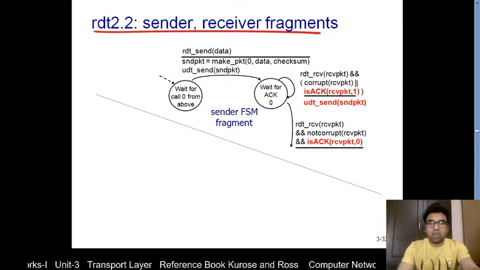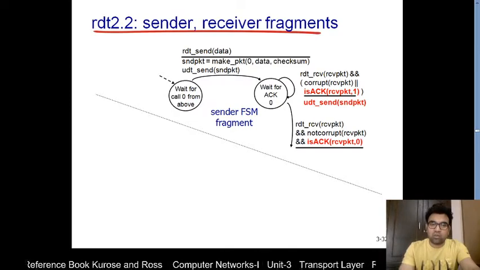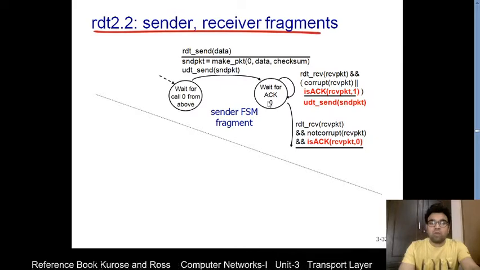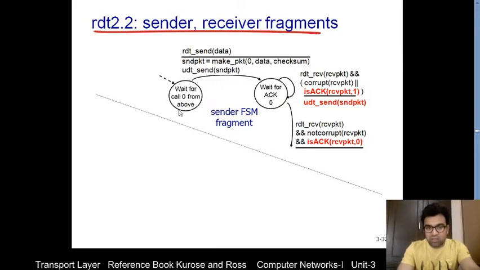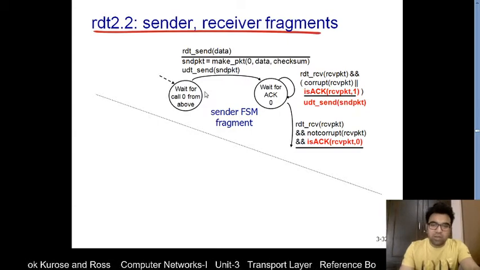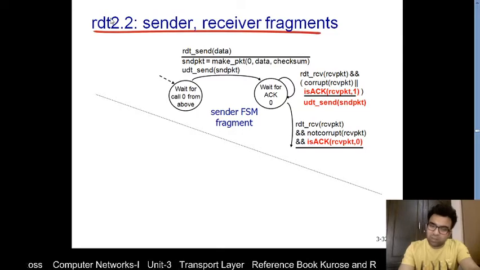So here you see these are the two states in our RDT 2.2 version. This is wait for call 0 from above, wait for acknowledgement of segment 0. This RDT 2.2 FSM has 4 states, but in this diagram you see only 2 states. These 2 states belong to segment number 0. This FSM may have 4 states, the next 2 states for segment number 1. So here we'll understand this with the help of segment number 0 only, because segment 1 is not required, because RDT 2.2 is very similar to RDT 2.1.